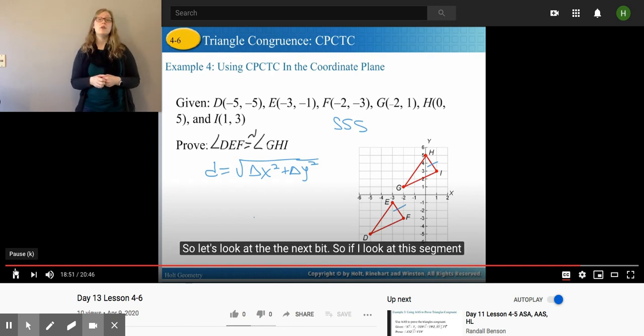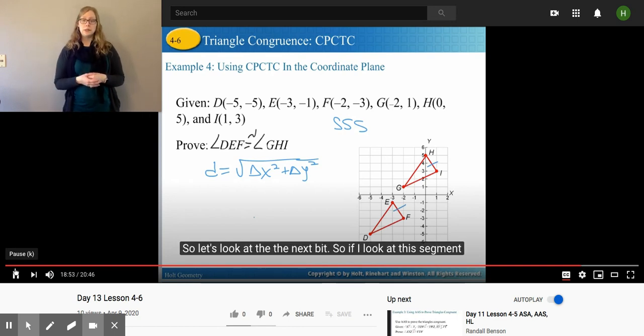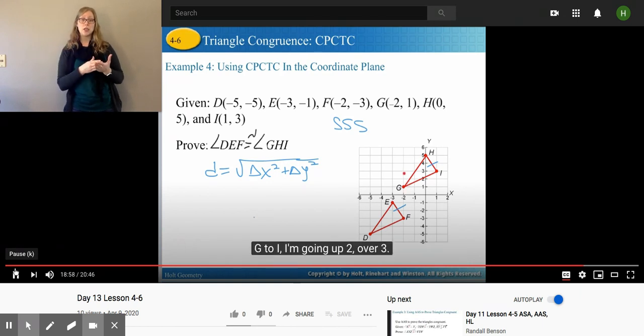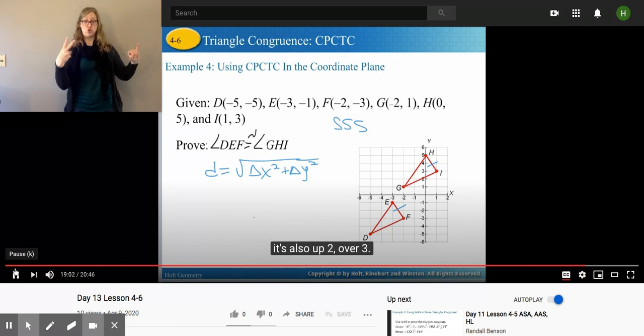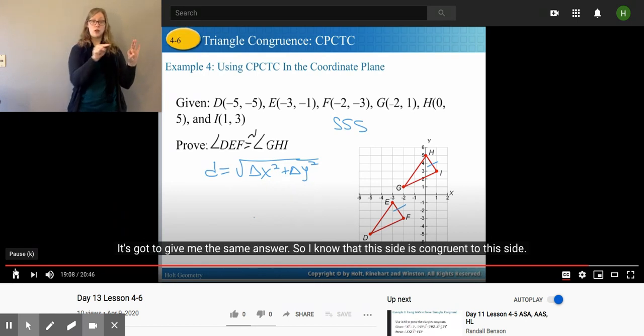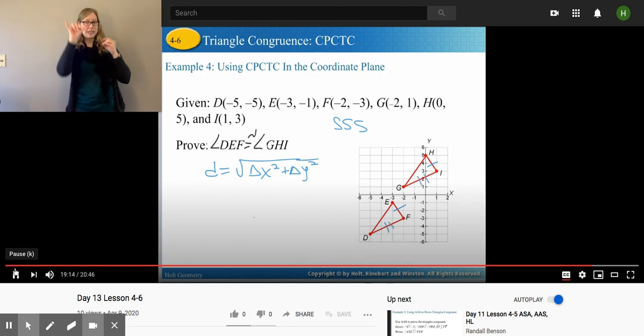So let's look at the next bit. If I look at this segment G to I, I'm going up 2 over 3. From D to F, it's also up 2 over 3. So my change in x and my change in y, it's going to be 2 squared plus 3 squared for both of them. It's got to give me the same answer. So I know that this side is congruent to this side.